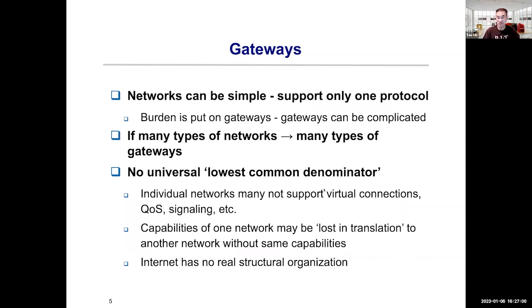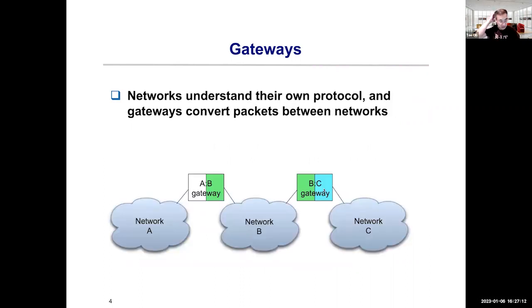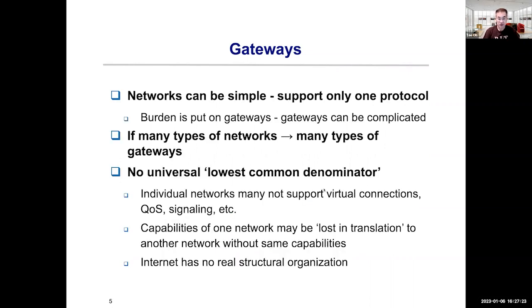So networks can be very simple because each can support only one protocol. When you look at this, how many gateways do you need? Whole tons of them, right? We're talking about England, Saudi Arabia, Qatar, and Africa, all those places. It's mind-boggling to have so many types of gateways. It's not possible, right? So what we do is, why don't we create a common protocol used by everybody? Individual networks may not support virtual connection, QoS, signaling, all different, right? So what is the common denominator for being able to talk to one another, okay?